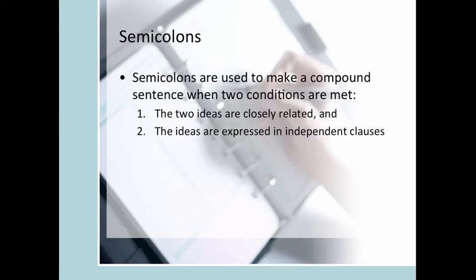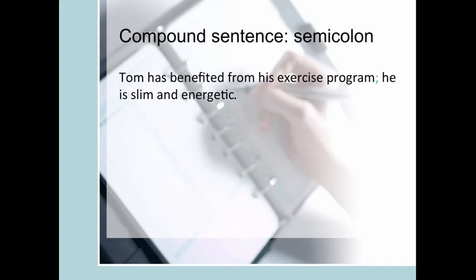Semicolons are used to make a compound sentence when two conditions are met. First, the ideas must be closely related, and the ideas must be expressed in independent clauses. Okay, for example, Tom has benefited from his exercise program; he is slim and energetic. So these are two independent clauses.